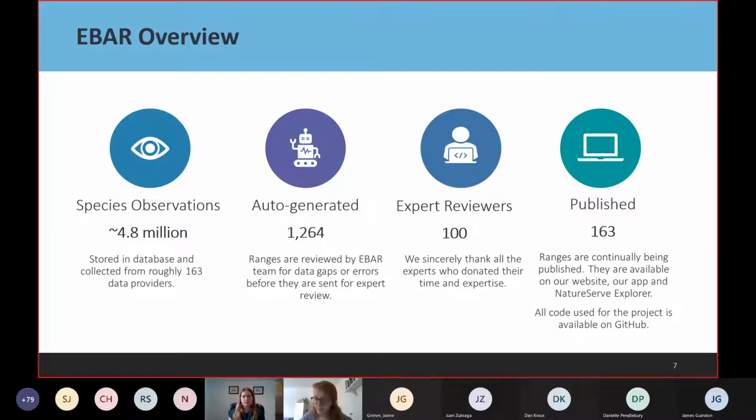And to date, we've published 163 ranges. We are continually adding to this number. I have about 140 that are waiting in the queue. So hopefully in the next few weeks, you'll be able to see them there. And you can view these on our website, our app, or NatureServe Explorer. I'll give links to those shortly. And all of the code that I've discussed in this project is actually available on GitHub. We are always looking forward to potential collaborations. But if people want to see all of that fine scale information, it is absolutely available for people to utilize.